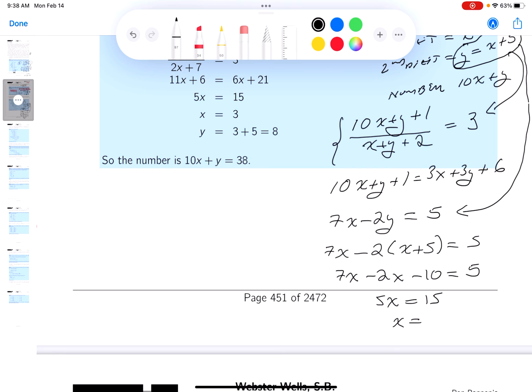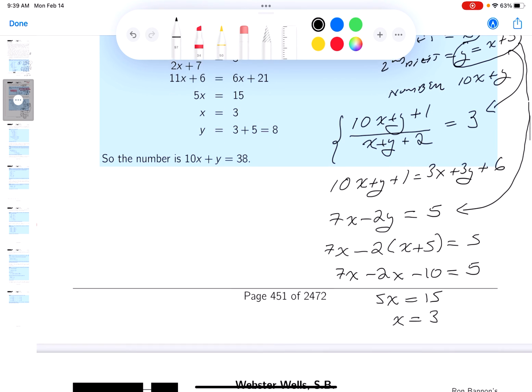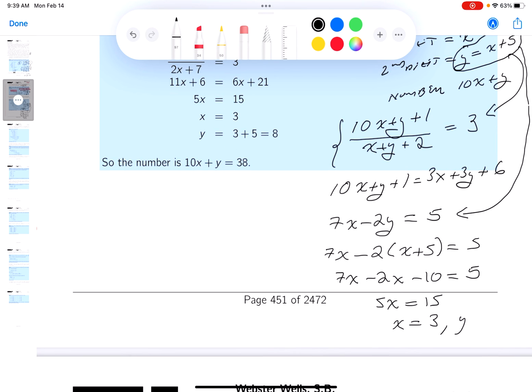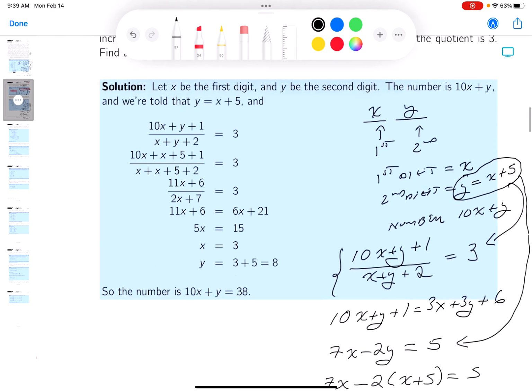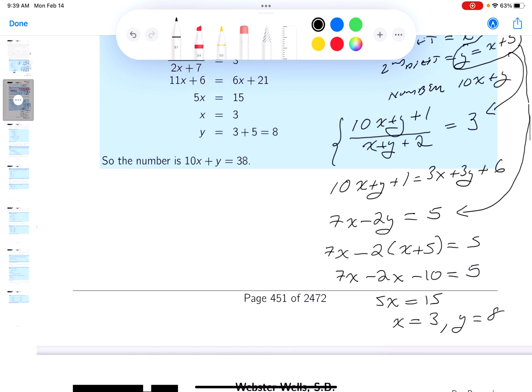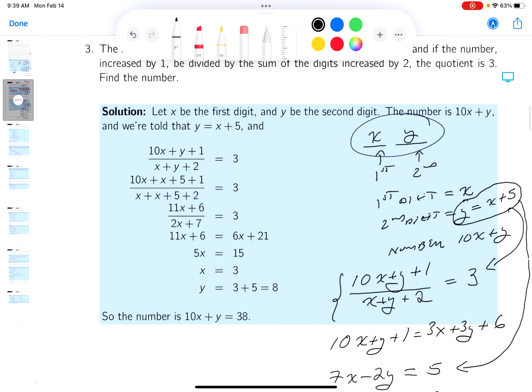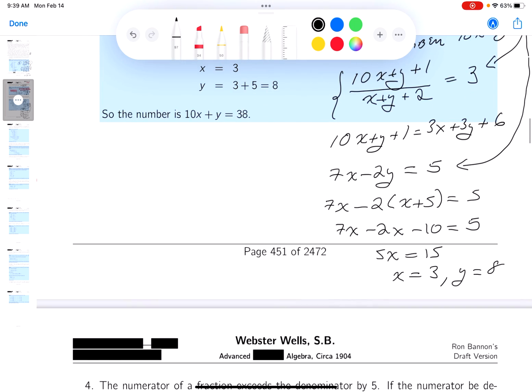X equals 3. By the way, I'm no longer thinking about what the question is; I'm thinking about what X and Y are. What's Y? Y would be 3 plus 5, which is 8. So what's their question? What's the number? Remember, the number is this over here. So what's it going to be? 38. End of story. Thank you.